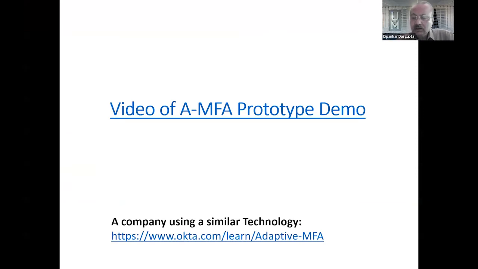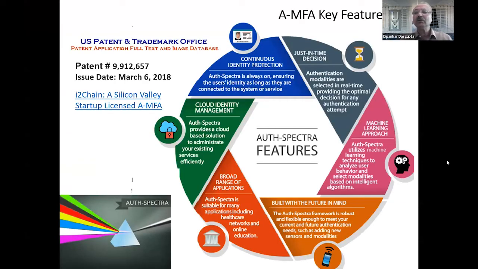So going back to my presentation, this is how the adaptive MFA works. You can see it's a continuous identity protection and also always on, ensuring the user identity as long as they are connected to the system or service. It's a cloud-based identity management because the server will push to the client how the person has to be authenticated. And it can be federated.